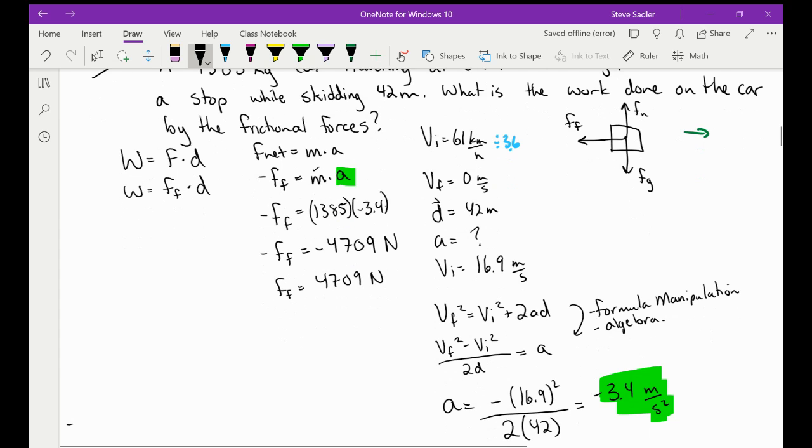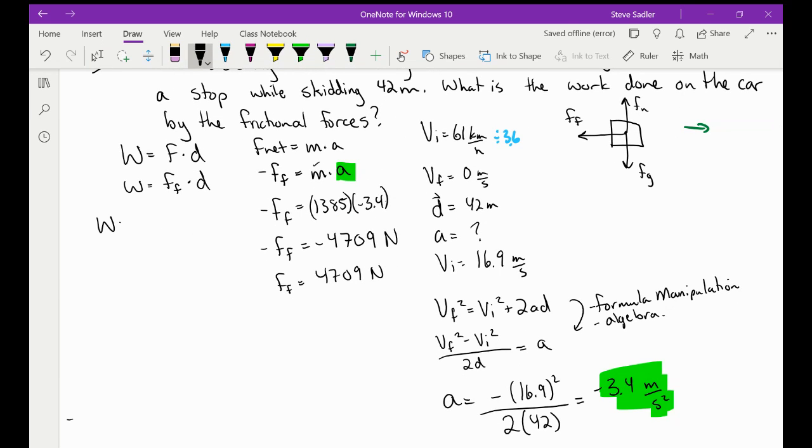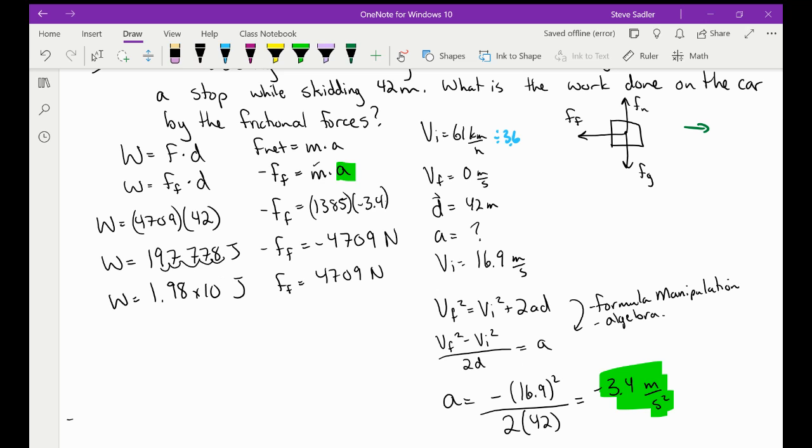So now we can do work is equal to force of friction multiplied by distance. So work is equal to 4,709 multiplied by 42. And we get that to be 197,778 joules. We can also write that as 1.98 times 10 to the 5. 1, 2, 3, 4, 5. Haha, I knew I did something wrong.